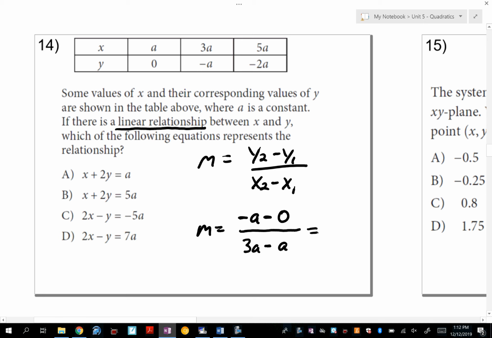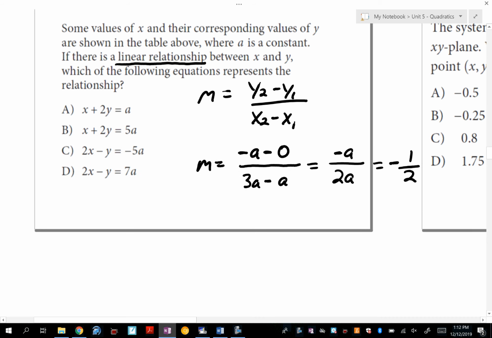If you do that, you'll get negative a over 2a. Simplifying that gives you negative 1/2, because the a's cross out and make 1. So negative 1 over 2. Are we okay? Okay, great.